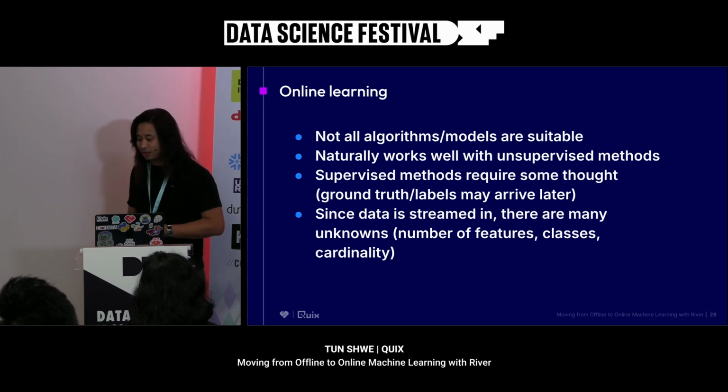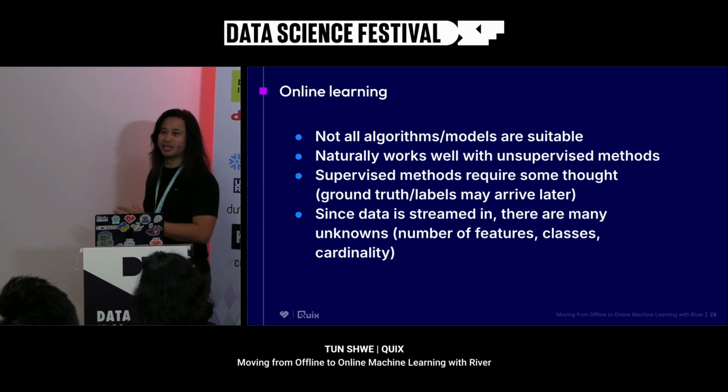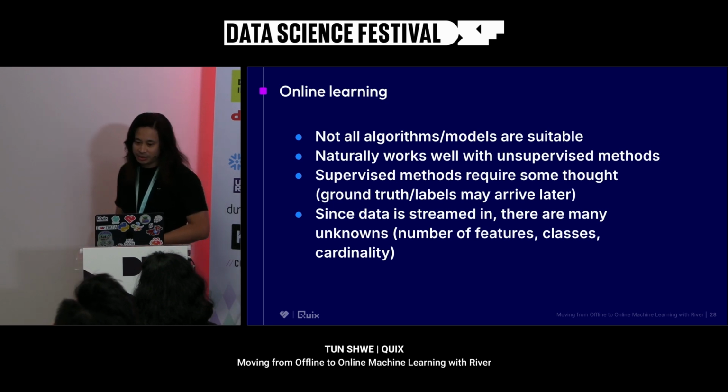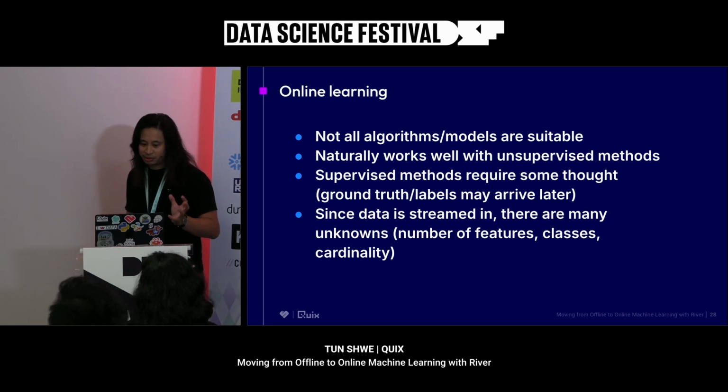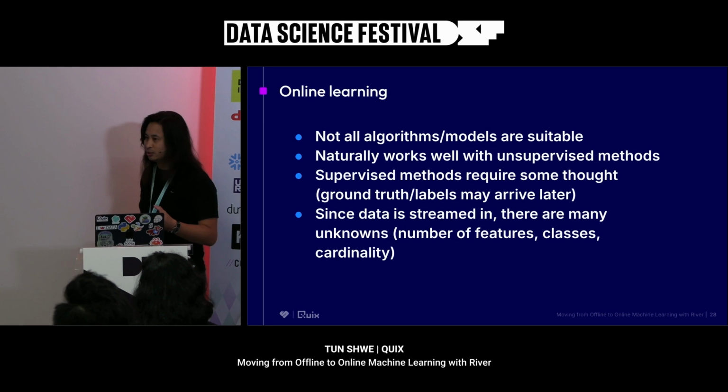With online learning, not all algorithms are suitable. Taking the algorithms from your batch world, you can't just immediately transplant them into online use cases. That's not how it works. They naturally work really well with unsupervised methods. With the supervised methods, you need to have a bit of thought around how you design your pipelines and your systems, because the ground truth, the labels, always come in later.